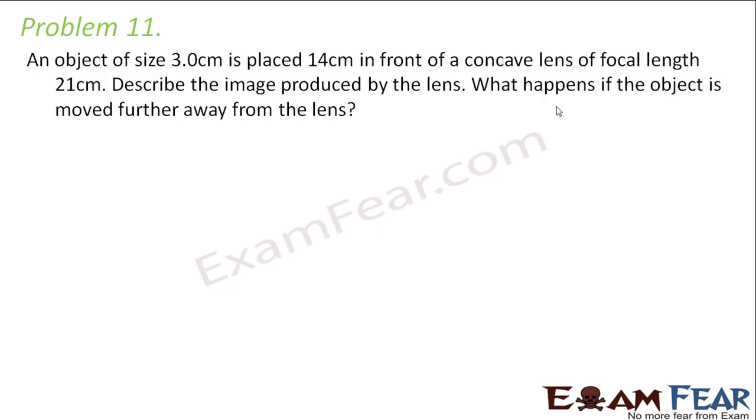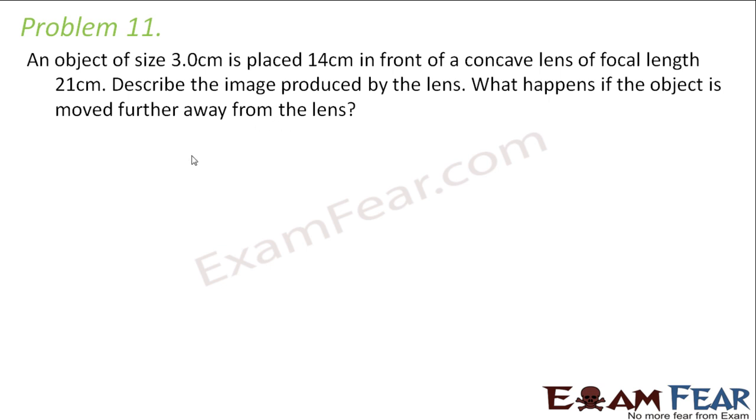So now that we have discussed enough about lens, we are good to go with some problems on refraction by lens. So let us look at problem number 11. The problem says an object of size 3 cm is placed 14 cm in front of a concave lens of focal length 21 cm. Describe the image produced by the lens. What happens if the object is moved further away from the lens?